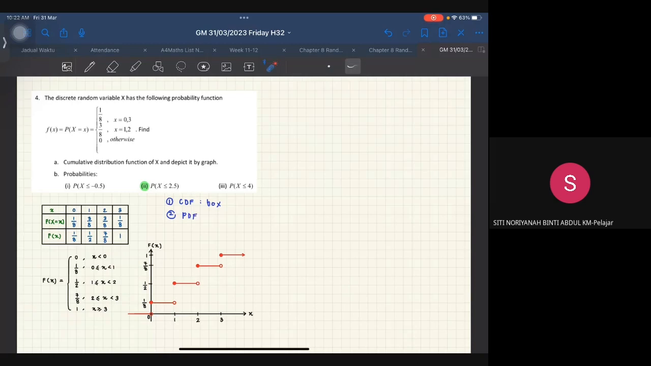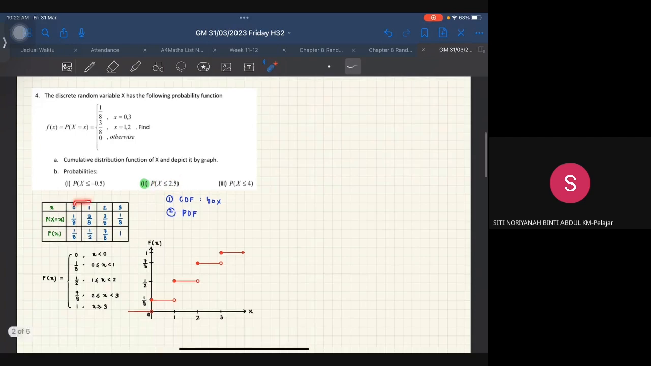Alright, so tanya soalan ni dekat diri awak. So bila dia beri X is less than or equal to 2.5, what values of X is included in the range? This is your value of X. So nilai X apa yang termasuk di dalam range ini? 1 and 2. 1 and 2 only ke? 0. 0 sekali. Exactly, betul. Okay, sebab dia kata 2.5. So 2.5 adalah somewhere over here maybe. So 2 termasuk, 1 termasuk, 0 point termasuk juga.